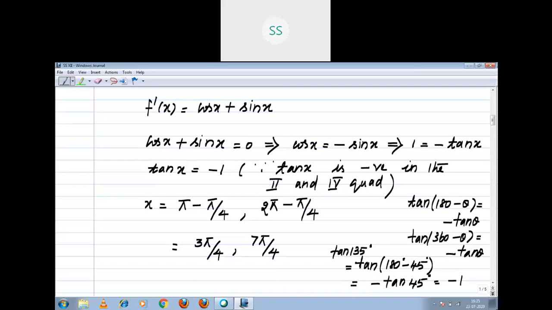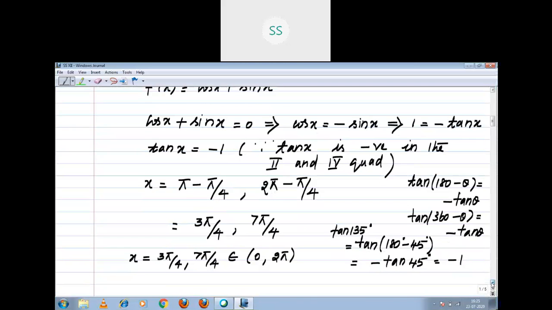These 2 points are critical points. See, x equal to 3 pi by 4, comma 7 pi by 4. Both belong to the interval 0, comma 2 pi. You have to check whether your result exists in the interval or not. That is very important, children.